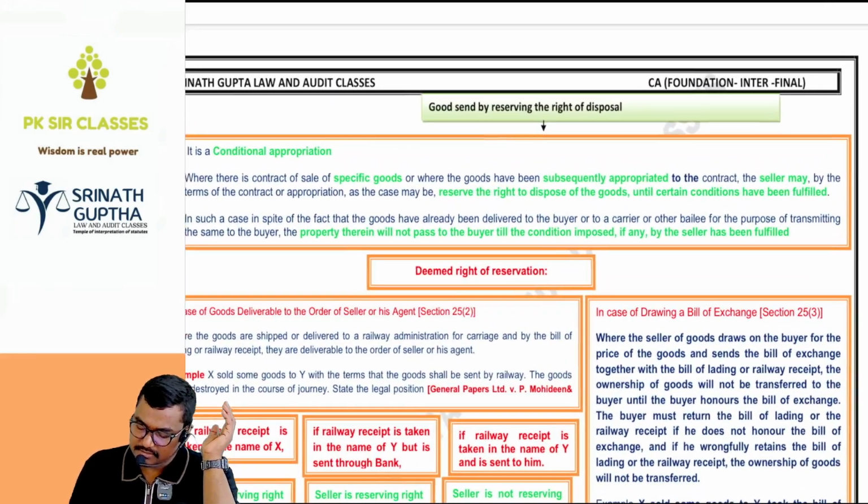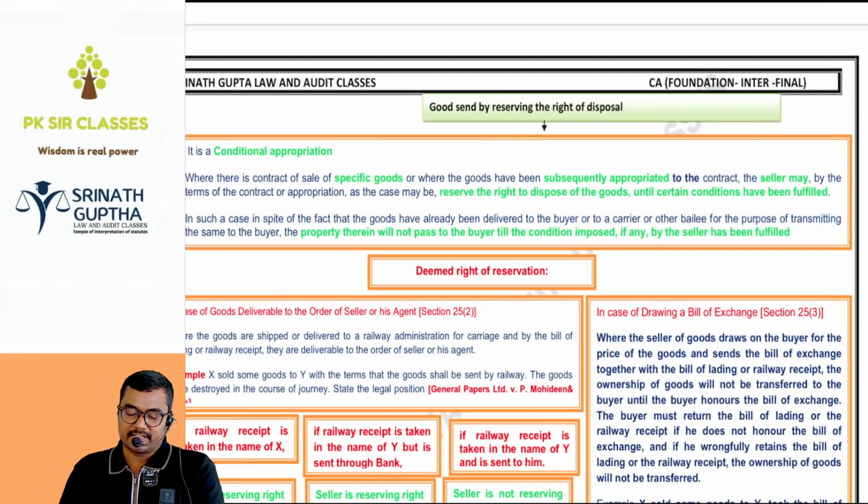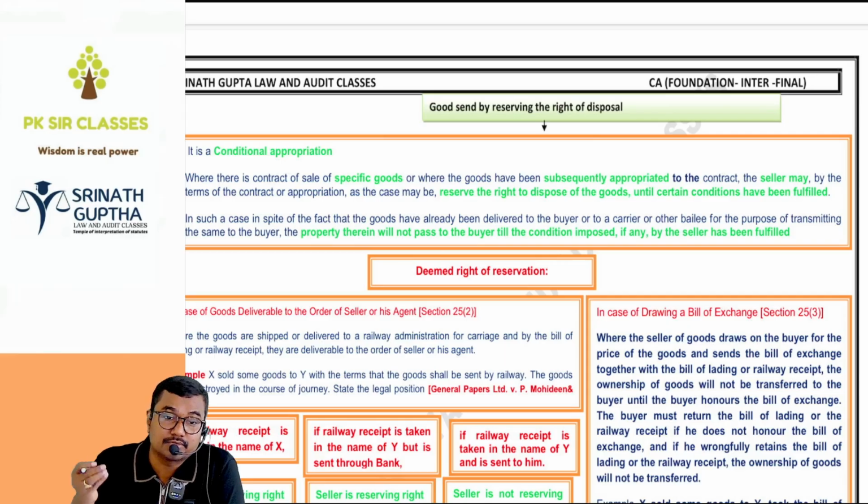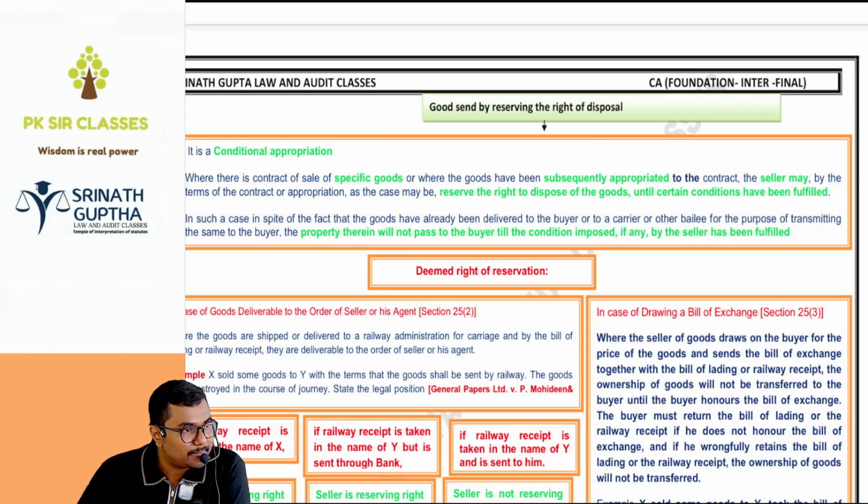Next, goods sent with reservation of right of disposal. Reservation of disposal means the seller is reserving the right of the buyer to use the goods. I am giving the goods, but not the ownership, until some condition is satisfied.